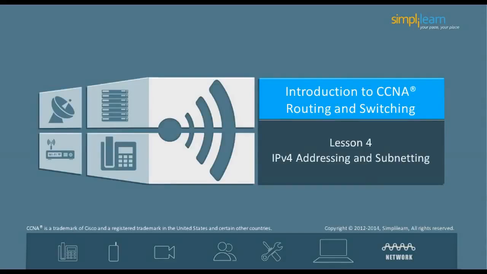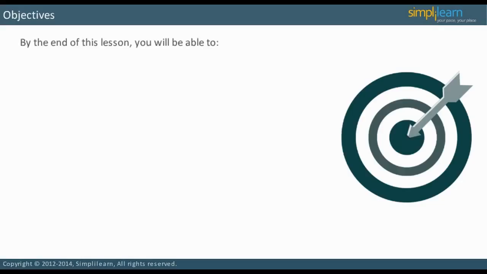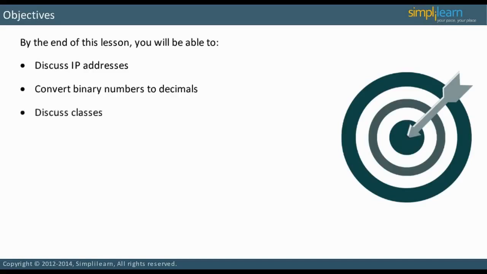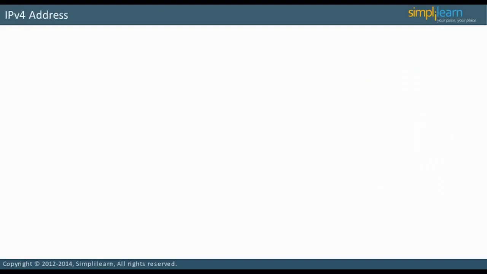In the previous lesson, we focused on layers 7, 3, and 4 of the OSI model. In this lesson, we will discuss IPv4 addressing and subnetting. Let us begin with the objectives of this lesson in the next slide. By the end of this lesson, you will be able to discuss IP addresses, convert binary numbers to decimals, discuss classes, create subnets.